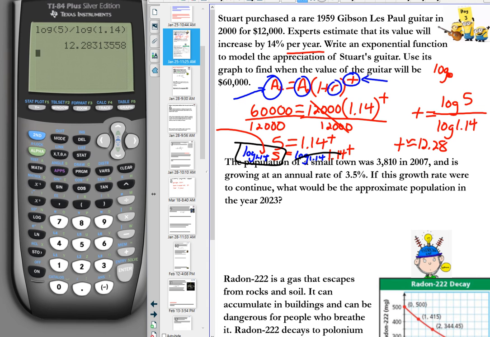Now notice that the question did not say how long it would take. They want to know when that value would be. So when was the guitar purchased? If you buy it in 2000 and 12.28 years pass by, when would it be worth that 60,000? It should be 2012. Probably somewhere around 3 months into the year 2012, but it should be around the year 2012.